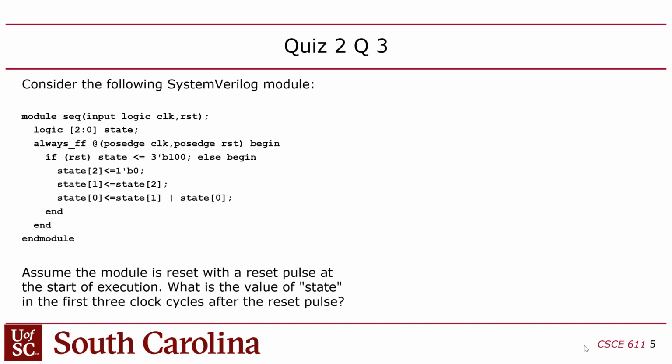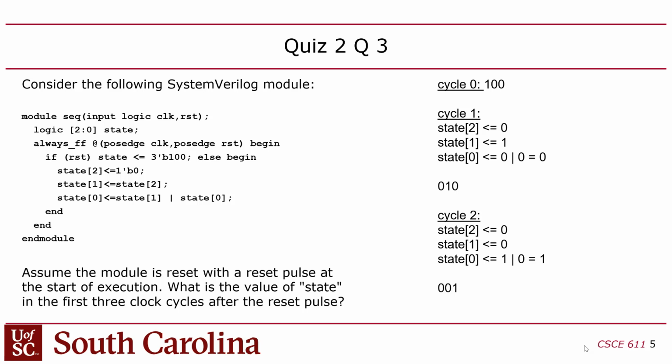Assume the module is reset with a reset pulse at the start of execution. What is the value of state in the first 3 cycles? So in cycle 0, which is the reset value, it's 100. So the always_ff resets state to be 100.